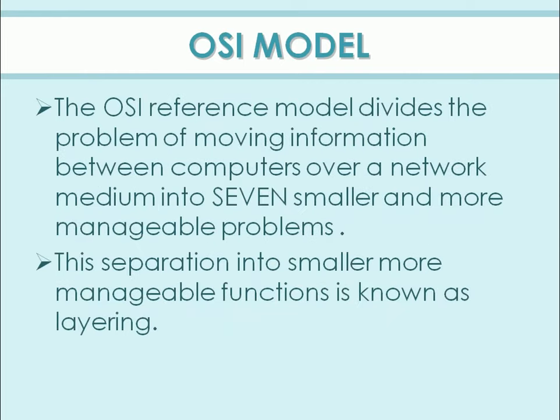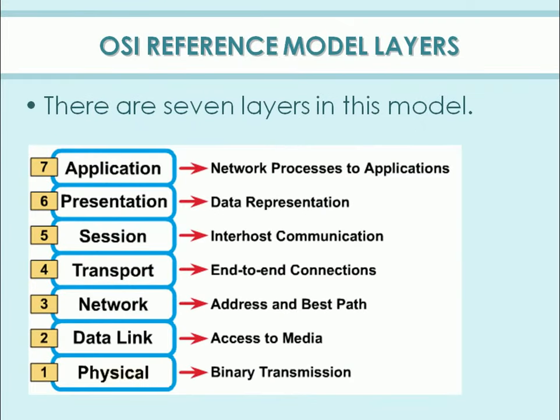The OSI reference model divides the problem of moving information between computers over a network medium into seven smaller and more manageable problems. This separation into smaller, more manageable functions is known as layering. There are 7 layers in this model. We read these layers in ascending order.